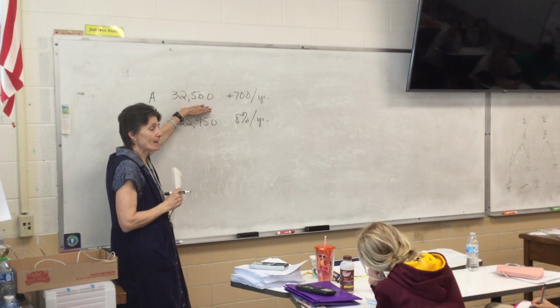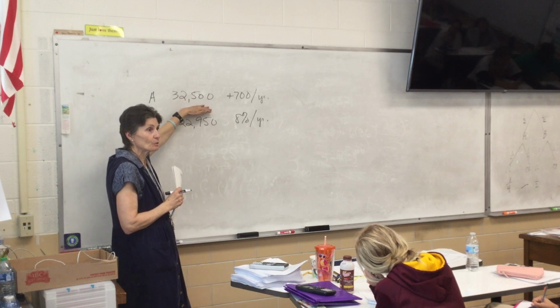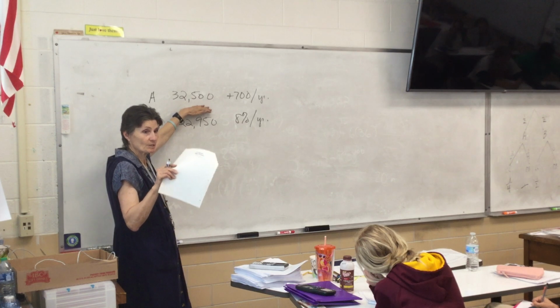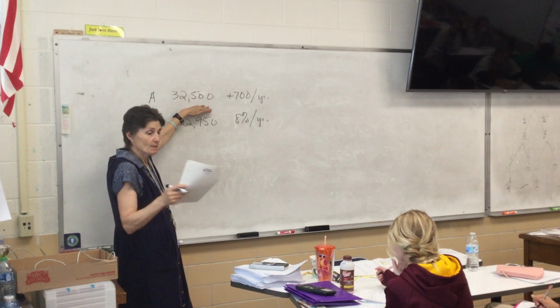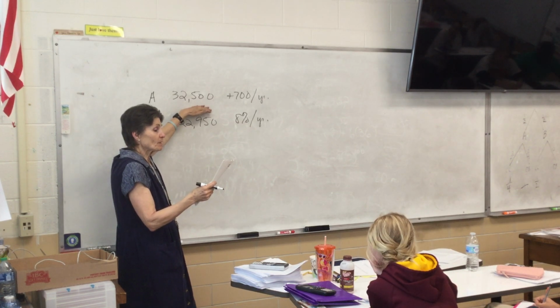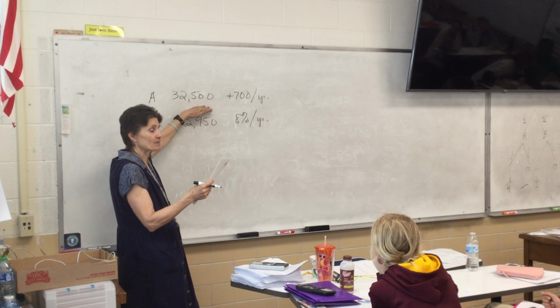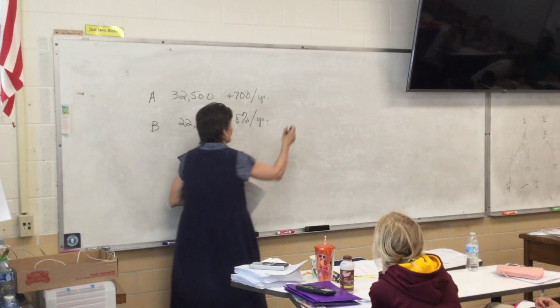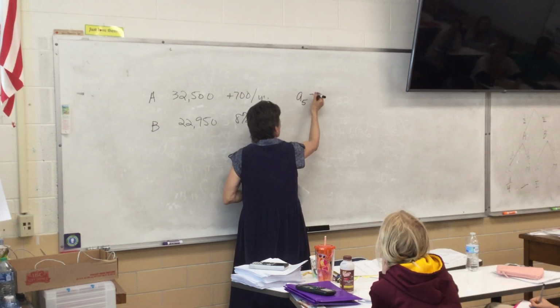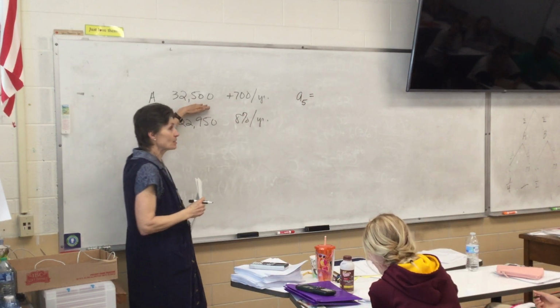This is an arithmetic sequence. Would you agree? Because every year it's going up by the same amount. So the question is, where will he earn more money in his 5th year? In other words, what is the 5th term of this sequence going to be?